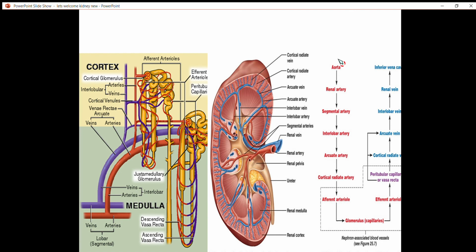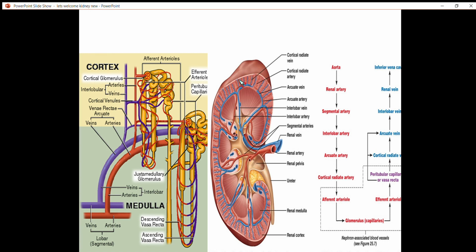Actually, if we start from the aorta, from the aorta you have the branch renal artery. The renal artery is going to divide into segmental arteries. This is your segmental artery. You follow this area, this one. These are your segmental arteries. From the segmental artery, we have the interlobar artery. Here you have the interlobar arteries. And ultimately, we have the curved branches. This is a curved branch. This is known as the arcuate artery. They are arcuate in shape, so they are known as the arcuate arteries.